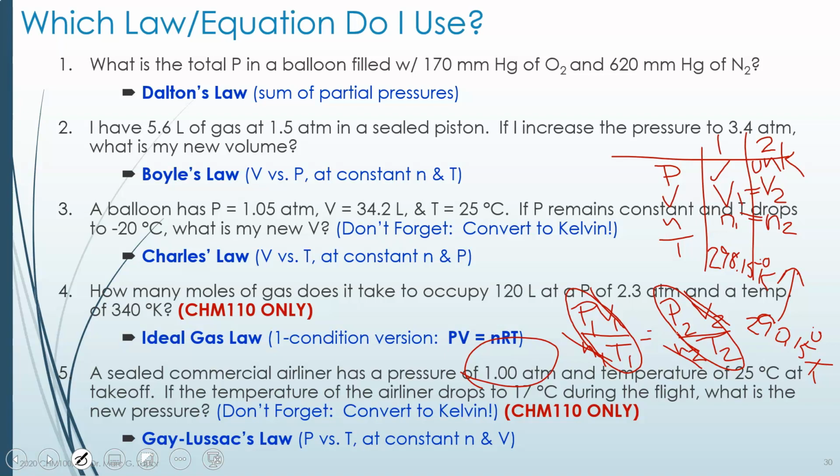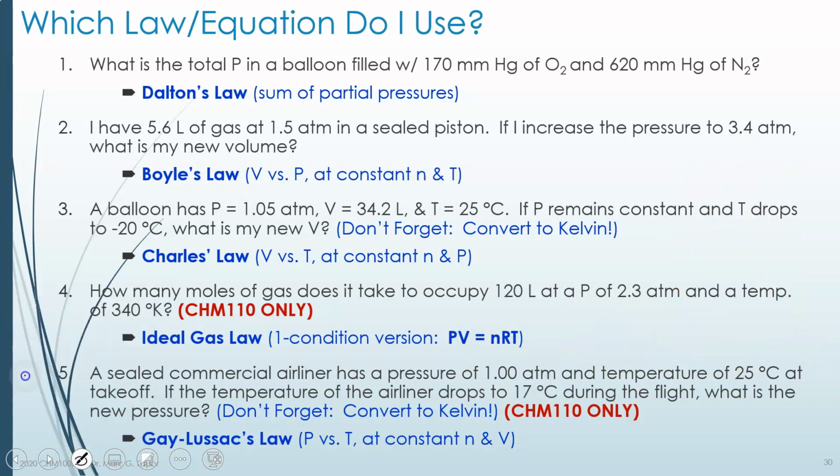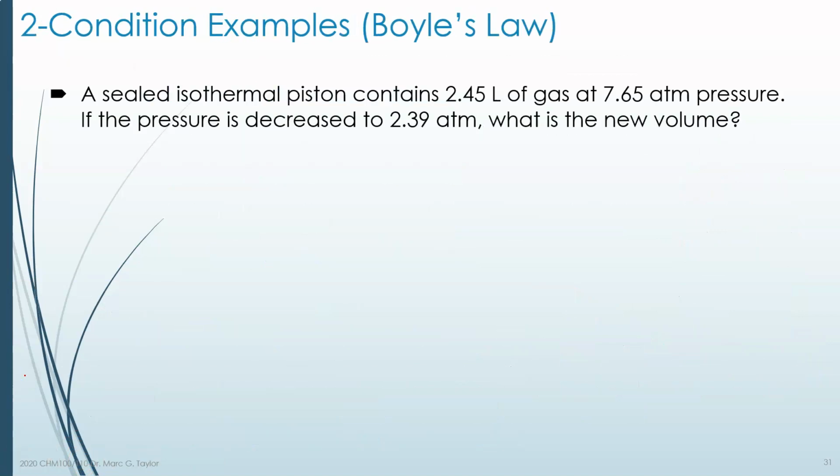And if it's two-step, start with the ideal gas law as a two-step version, as a two-condition version, and then cancel out the things you know you can cancel that are constant to simplify it to an equation that's much easier to use. So let's look at an actual problem.